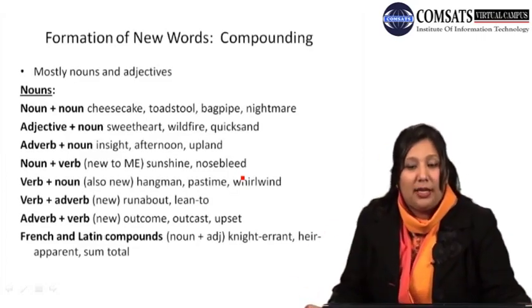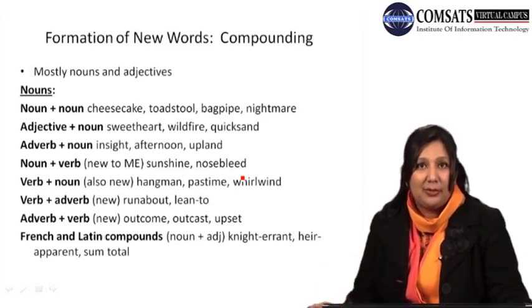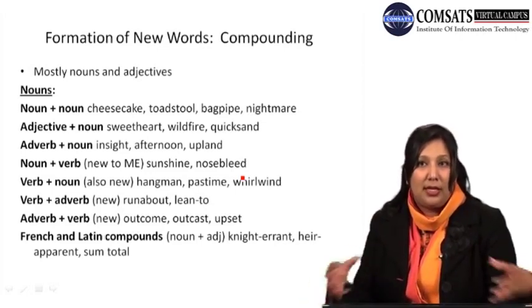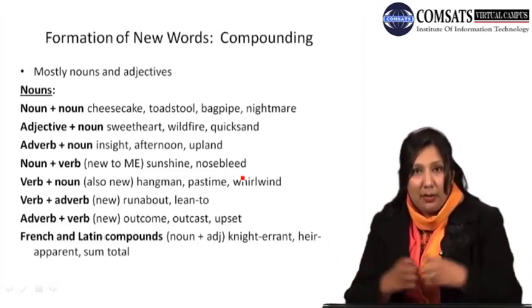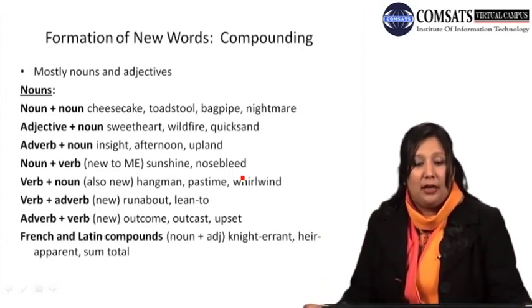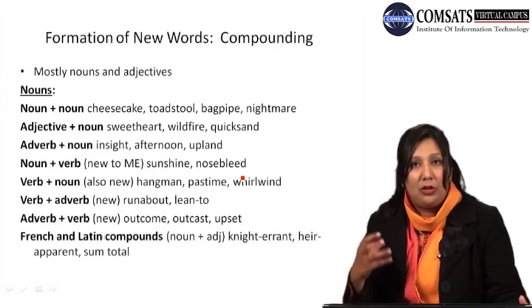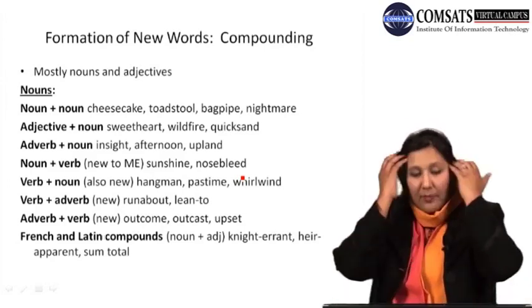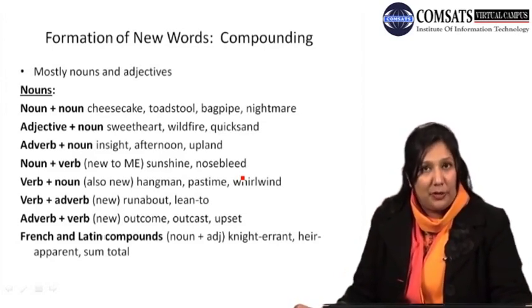Formation of new words. The first component of the formation of new words is compounding. Compounding is derived from compound, where two components come close to each other and make a new word. We'll see how different new words were formed by the device of compounding. Mostly nouns and adjectives have been traced out in the Middle English period.